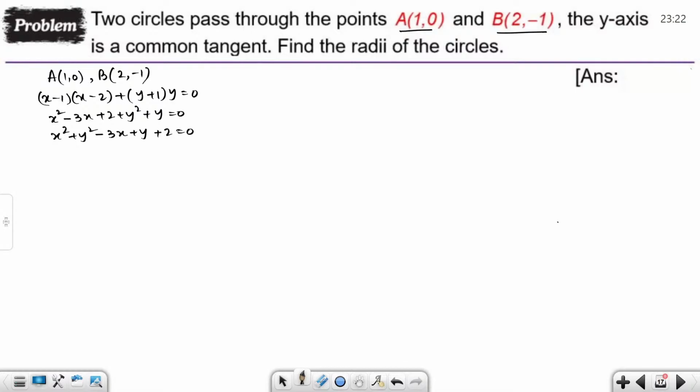This is the circle, right? In which AB is the extremities of the diameter. Now what is the equation of the line passing through AB? I will use the determinant form. So let me just expand this determinant to get the equation of the line AB.